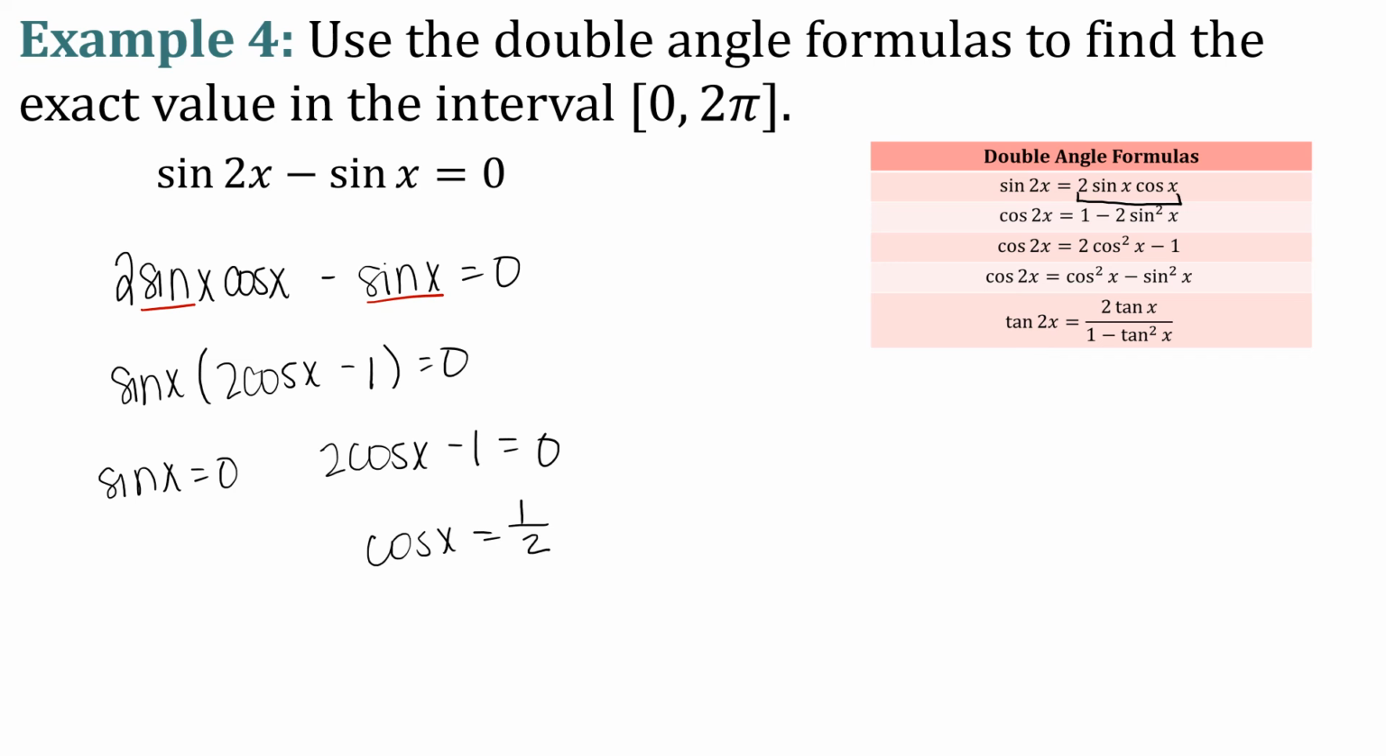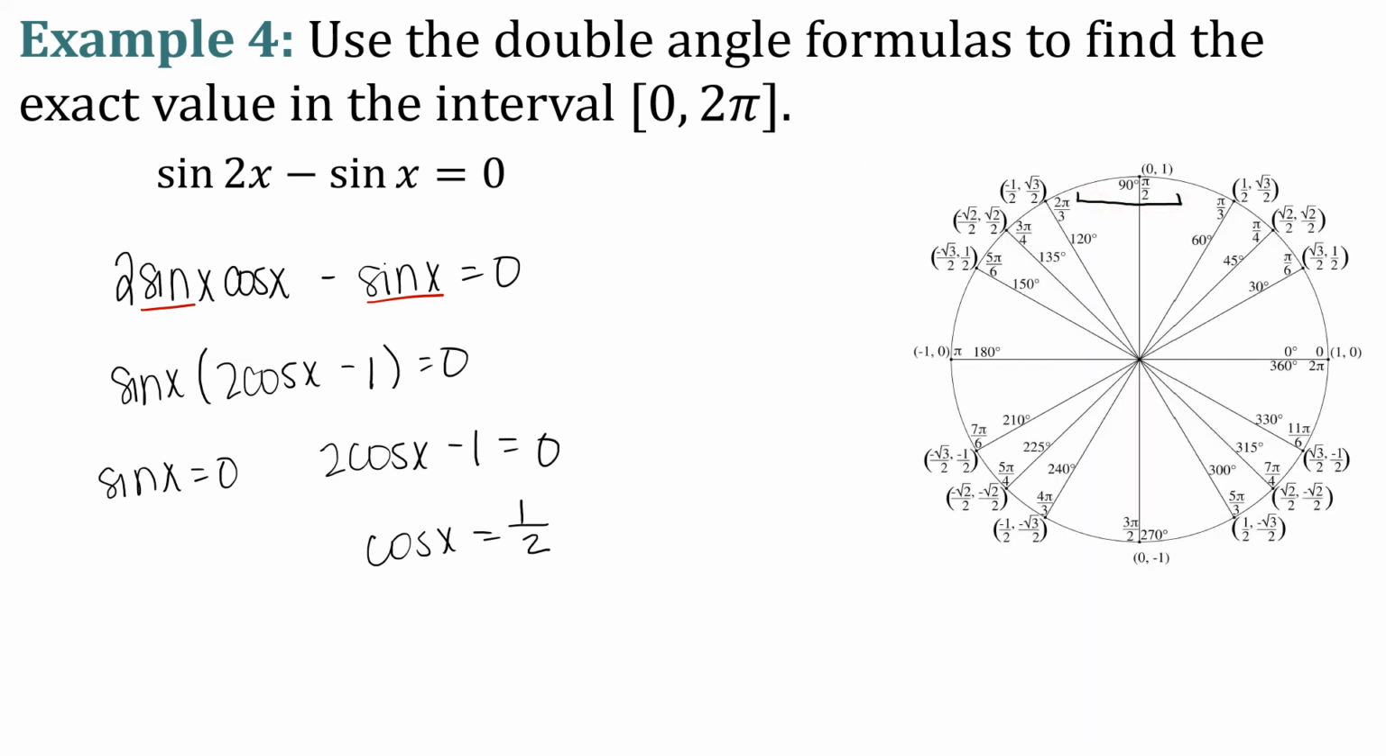Now, using my unit circle, I can find everywhere that sine is 0 and everywhere that cosine is 1/2, because it's set on the interval 0 to 2 pi, which always tells me to use my unit circle. Sine is our y value, so I see it at 0 and 2 pi, and keep going around, I see it at pi. So here, x is 0, pi, and 2 pi.